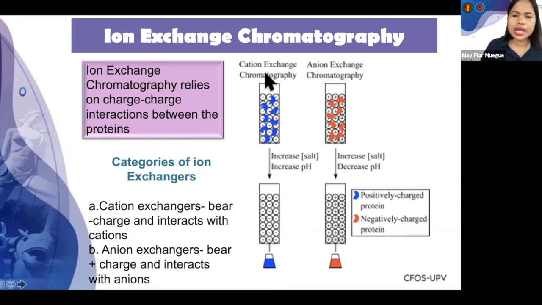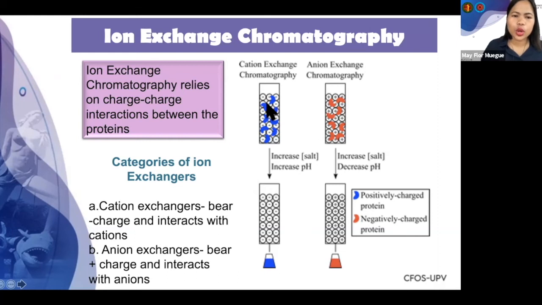So ito, yung cation has negative charge, no, to attract the positively charged molecules. So hindi lang siya limited dun sa proteins. And then the anion exchange chromatography has a positively charged column to attract the anions. Ayun. So I hope this one is clear.